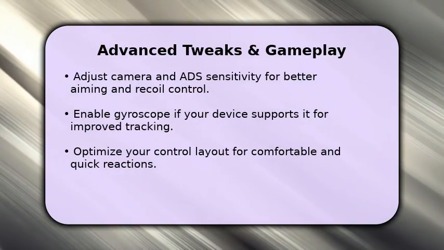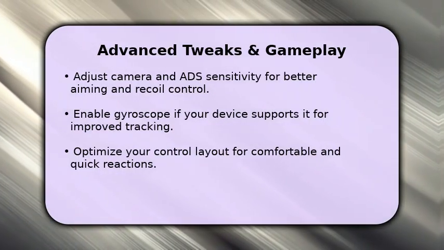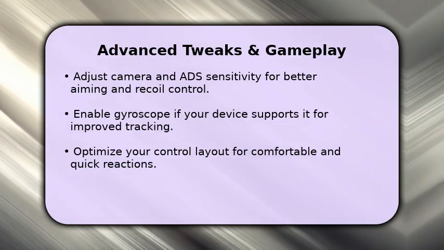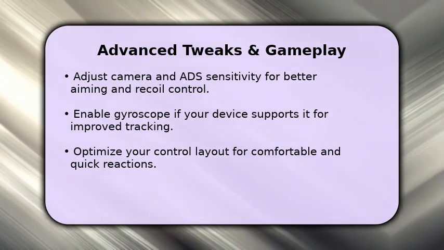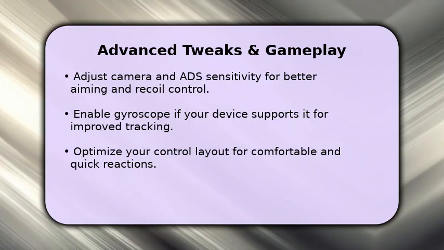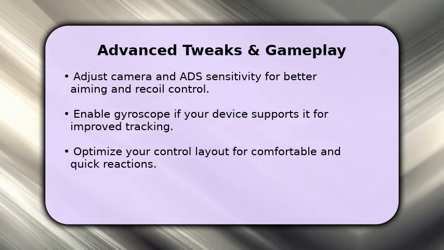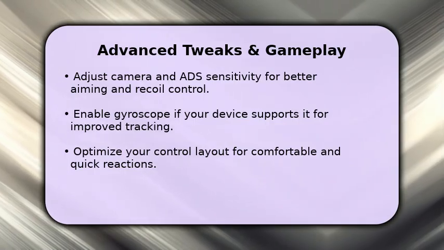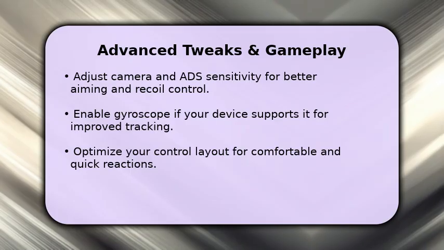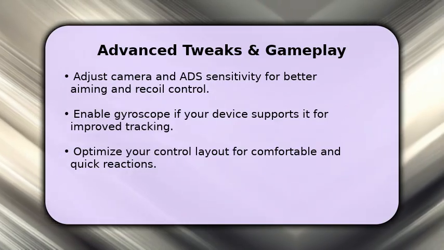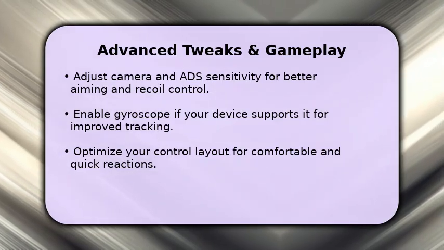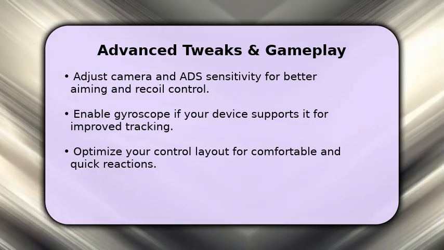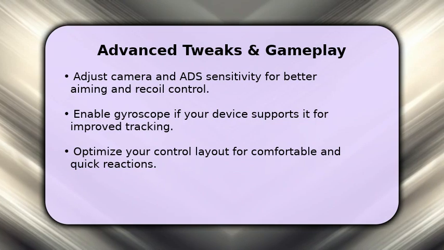Experiment with your camera and aim down sight sensitivity. A good starting point is around 100% for camera and 85% for ADS. If your device supports it, enable the gyroscope and set its sensitivity to roughly 90% for superior tracking. Customize your control layout for maximum comfort and quick access to essential buttons. Lastly, boost your sound effects volume to hear critical cues like footsteps and gunshots, giving you a significant advantage.